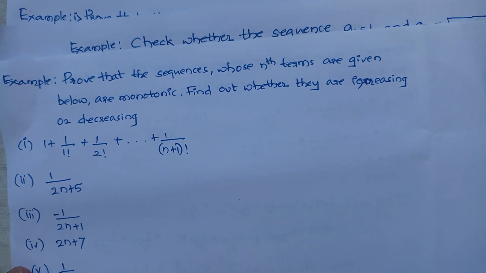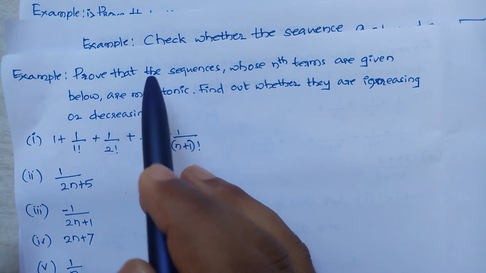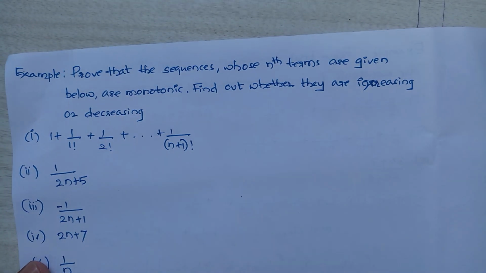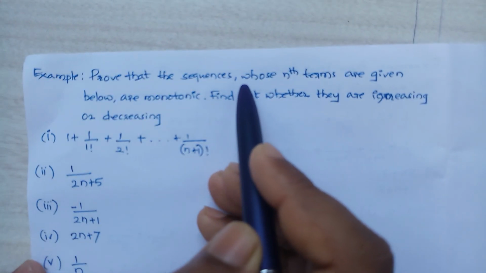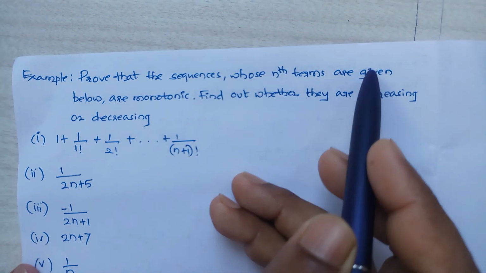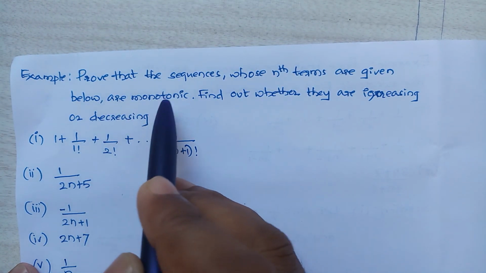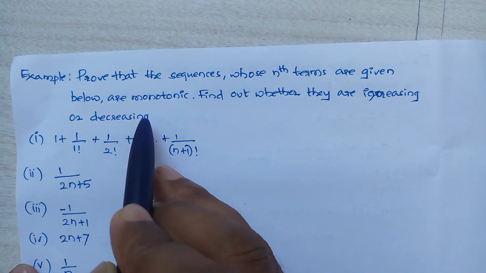So next example: prove that the sequences whose nth terms are given below are monotonic. Find out whether they are monotonically increasing or decreasing.